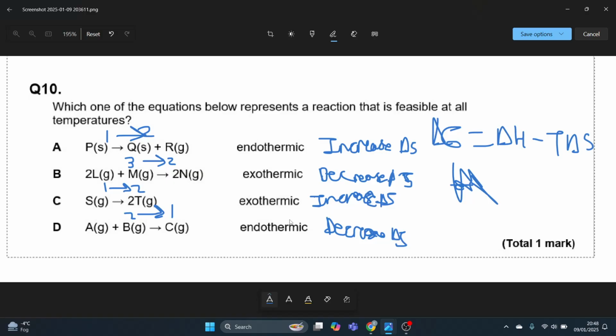So in the one that has that negative delta H, so exothermic, and an increase in entropy, positive entropy change. So the answer is going to be C. Bit of a tricky one.